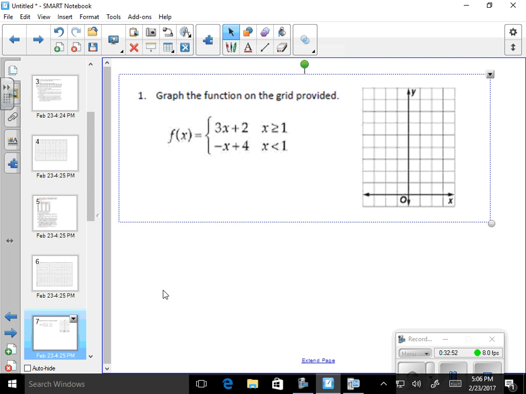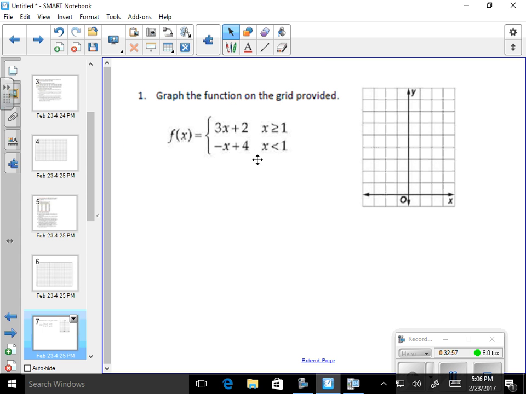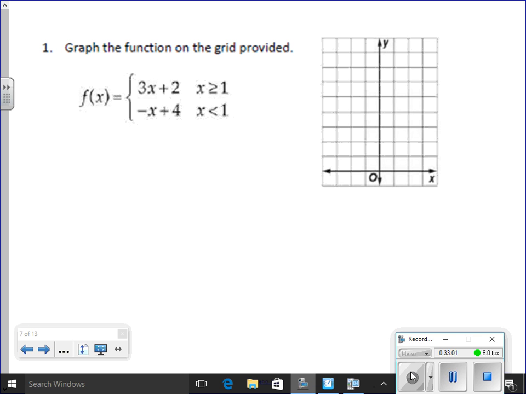Okay, let's go to section 25. We need to graph this function on the grid provided. So we're going to graph this. We want to look at where it's going to change. And it's going to change at 1. So right here is where it's going to change. For x less than 1, it's going to be negative x plus 4. For x greater than or equal to 1, it's going to be 3x plus 2.